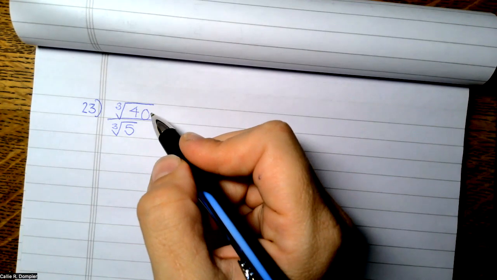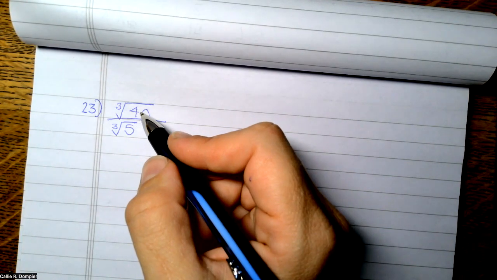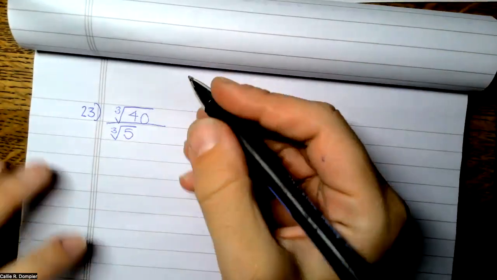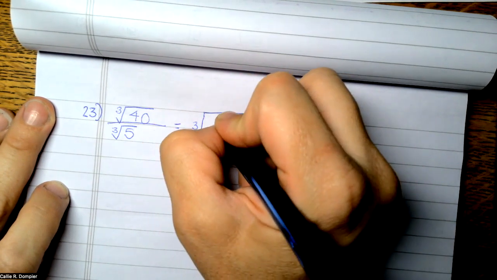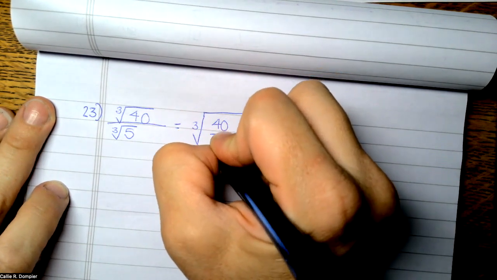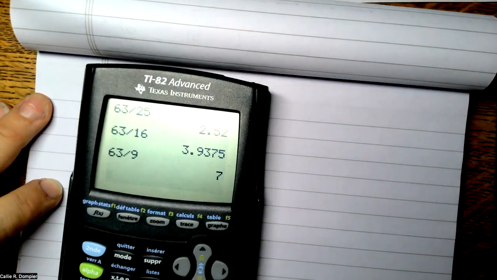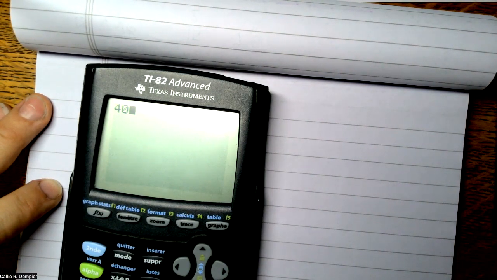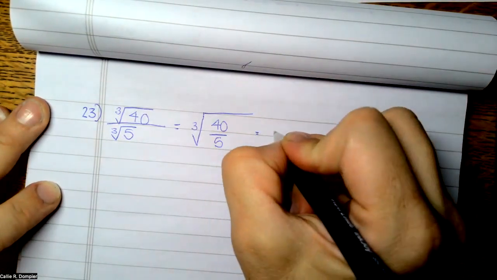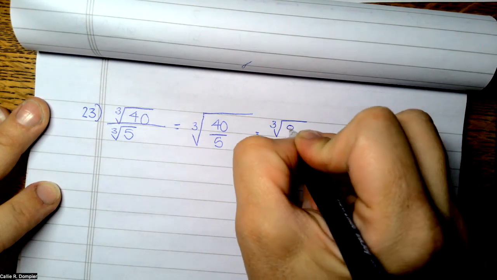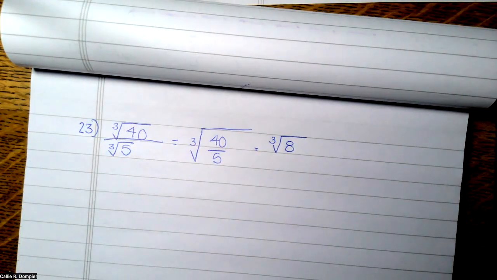So we have 40, I cannot take the cube root of 40, and then I can't divide 40 by any perfect cube. And same with 5, 5 is just prime, right? So we're gonna want to do the same thing we did in 23, which is put it all under 1 cubed root. And then 40 divided by 5, if I put that in my calculator, 40 divided by 5 is 8. So that is just the cubed root, don't forget this part, of 8. That's as simple as we can make it.